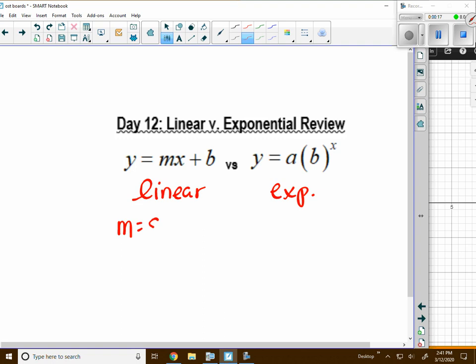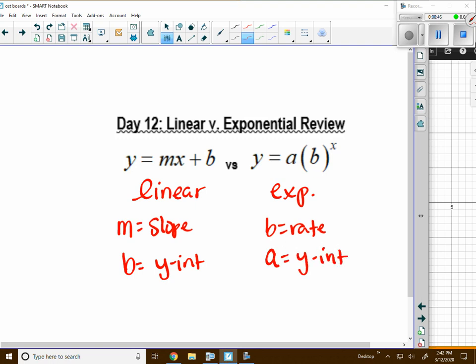The m in our linear equation is the slope. B is the rate that is changing our exponential function. Over here, B is the y-intercept or the starting point. And then over here, A is the y-intercept or starting point for our exponential function.